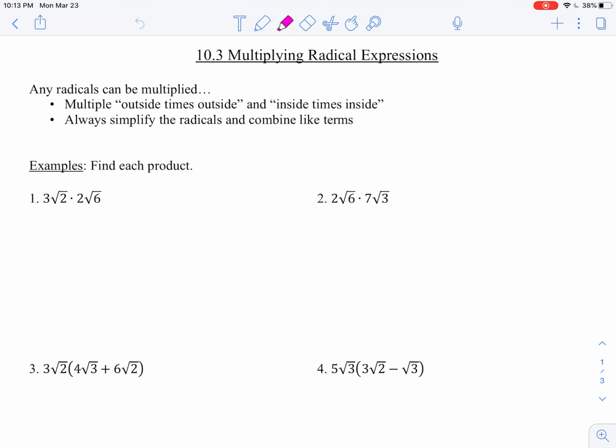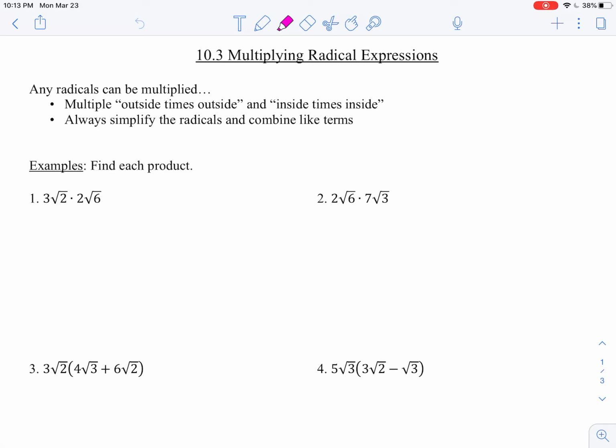When we multiply two radicals together, we always multiply the numbers that are outside of the radicand, and then we multiply the numbers that are inside of the radicand. At the end of our multiplication, we always have to make sure that we simplify, meaning that we look for perfect square numbers that go into the radicand and pull out as many as we can. So let's take a look at a few examples.